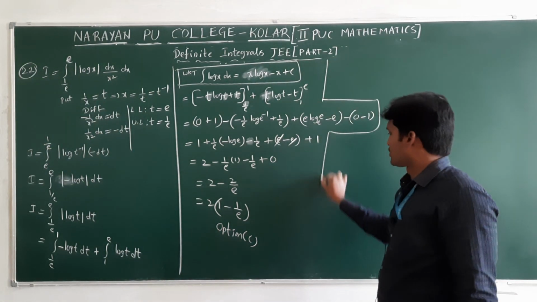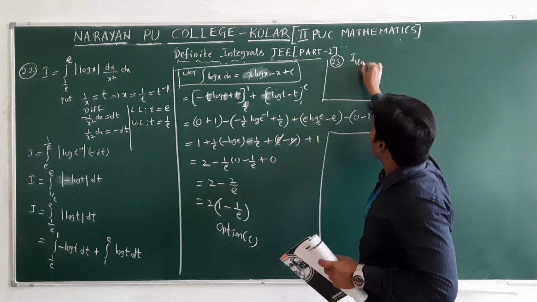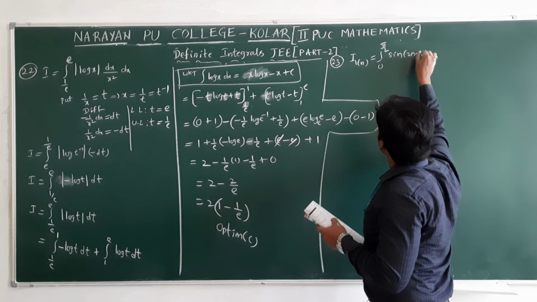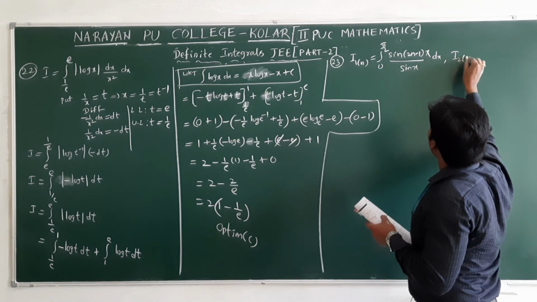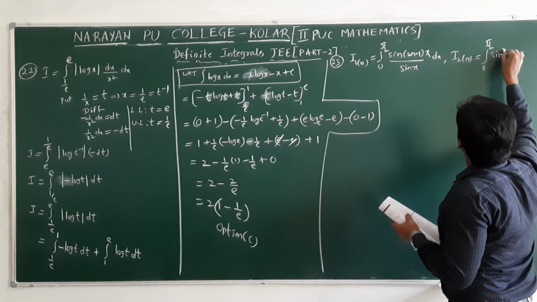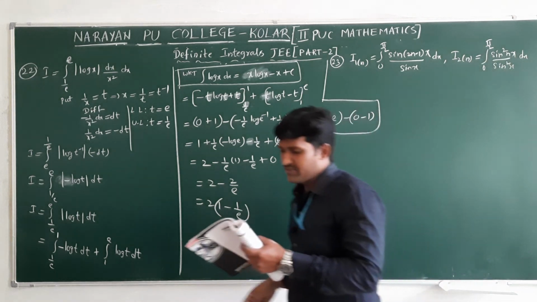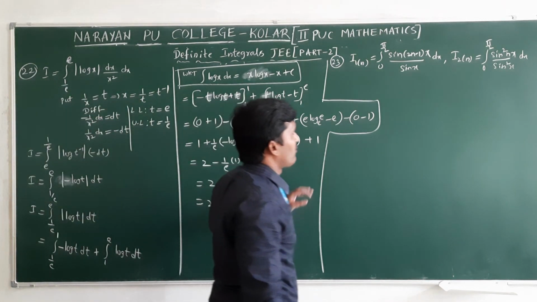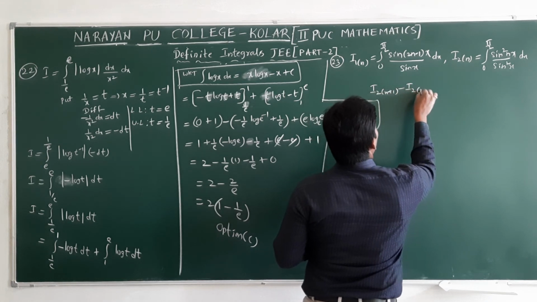Next, question number 23. I1 of n is integral 0 to pi by 2 sin of (2n minus 1)x by sin x dx. I2 of n is integral 0 to pi by 2 sin square of nx by sin square x dx. We need to find the relation between I2 and I1. Majority of options have I2 of n plus 1 minus I2 of n, so I'll find out that value.